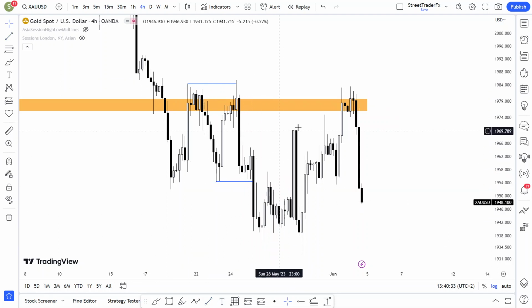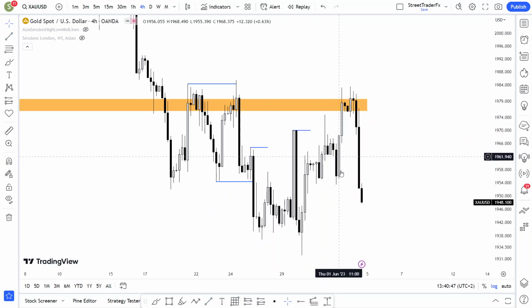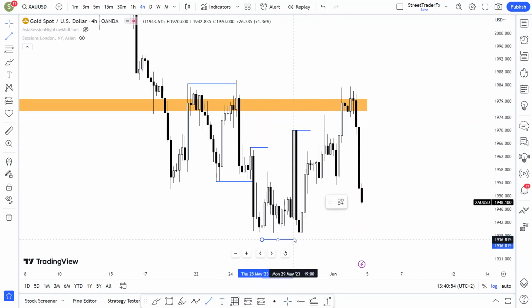So what we need to pay attention to is the inducement levels, right, that price makes. Initially we had this one, price traded above it and then traded lower to take out this low, and then we created this one, price traded above it and then traded lower to take out this low, right? This is basically what price is doing, but it's still basic engineering liquidity, right?